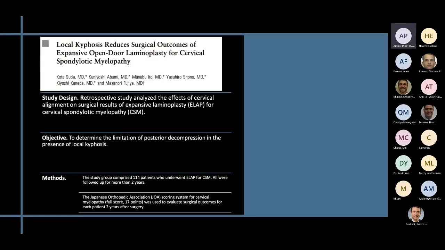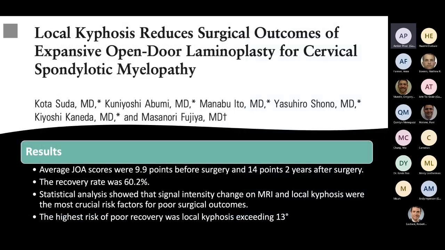This is a paper that showed the reduction of the surgical outcomes of laminoplasty based on the presence of local kyphosis. It evaluated 114 patients and looked at their MJOA scores to evaluate surgical outcomes 2 years after surgery. There was improvement before and after surgery, and the overall recovery rate was 60.2%. But most importantly, they showed that if the patient demonstrated high intensity signal change on MRI, or if there was significant local kyphosis, those were risk factors for poor surgical outcome. They cited that local kyphosis exceeding 13 degrees was really the cutoff point.